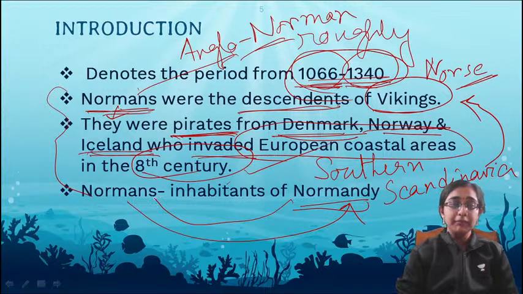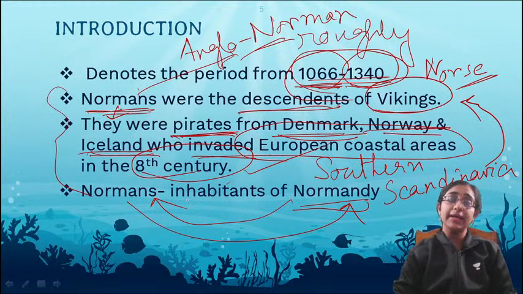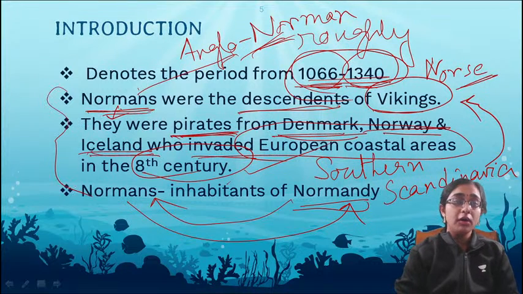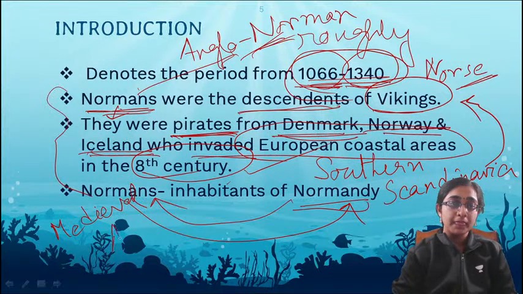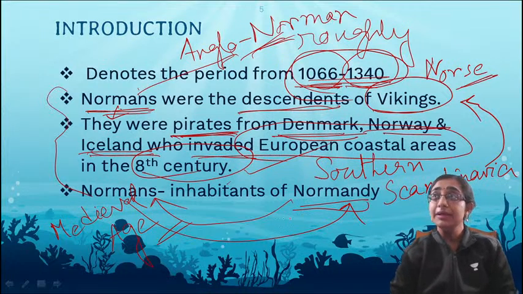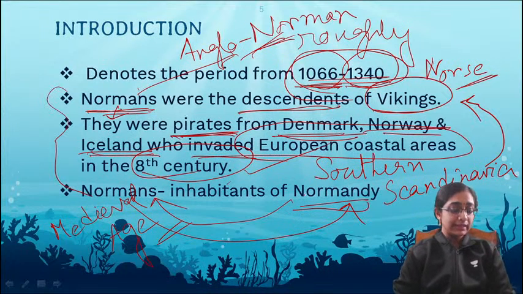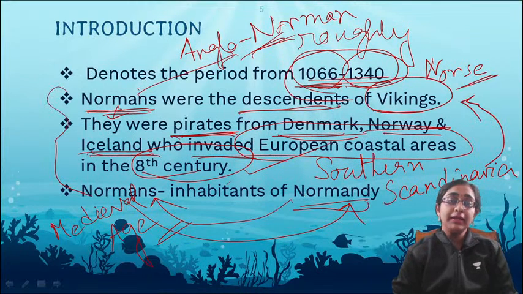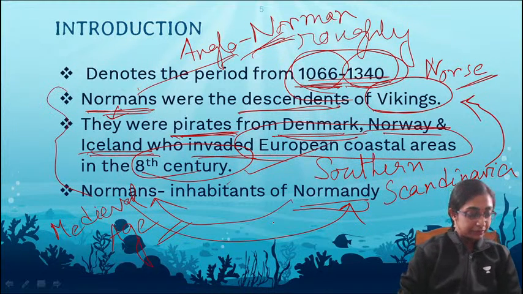So from Normandy came the word Norman, and from Norman the age is named Anglo-Norman age, or it is also known as medieval age or Middle English age. And the literature produced during this time is known as the medieval literature. In this class, I will talk to you about some important Middle English literary pieces like Middle English alliterative poems, metrical romances, Middle English chronicles, etc. I will cover all these details in this video.